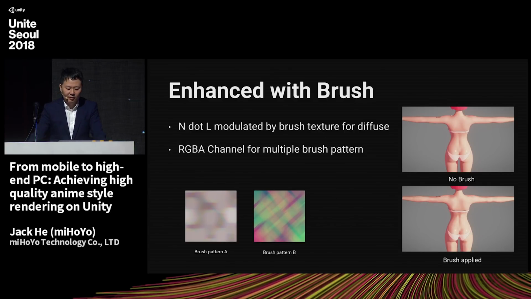Another important factor of illustration style rendering is using the brush texture. We can change the brush texture pattern to get different shading styles. For each brush texture, we have 4 channels, storing multiple brush patterns for different directions. We could get brush variation by using them together. The 2 pictures on the right show that the one with brush applied gives you more of a hand-painted feel.